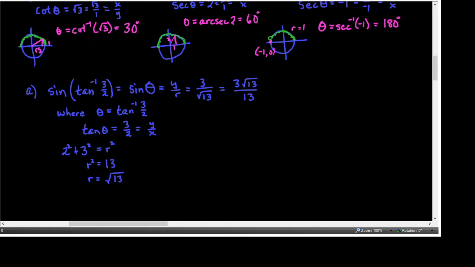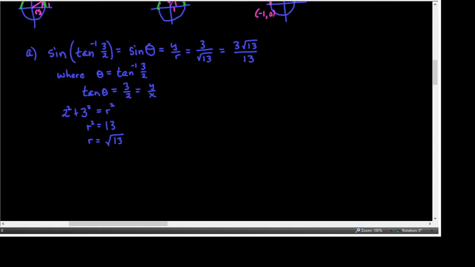Okay, I'd like for you to try B by yourself. It's kind of a similar type of problem. So you're to find tangent of cosine inverse of negative 5/13. Okay, see if you can do that one. So put this on pause, do it, and then come back.